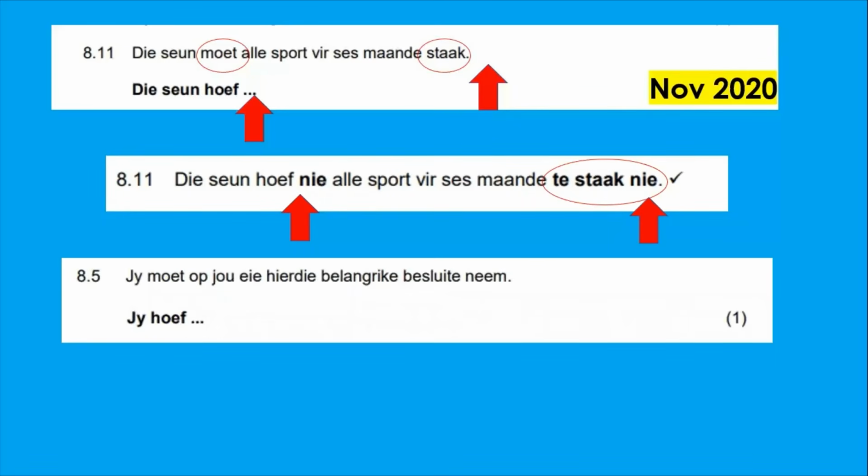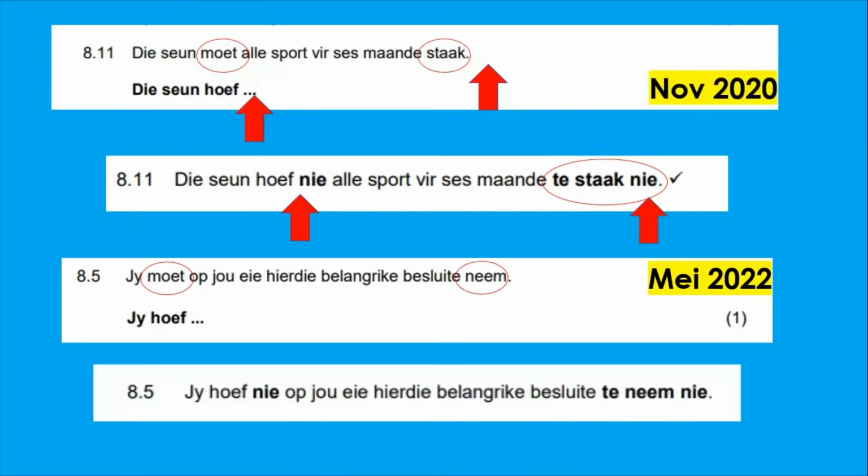This one. Jy moet op jou eie hierdie belangrike besluite neem. So there we have moet. And we know it's going to fall away. Now we have to look for our verb. There is our verb. Okay, can you guys remember what you need to do? Pause. Do the answer. Now let's see. Jy hoef nie op jou eie hierdie belangrike besluite te neem nie. Nie after the hoef, te in front of the verb, and nie at the end.